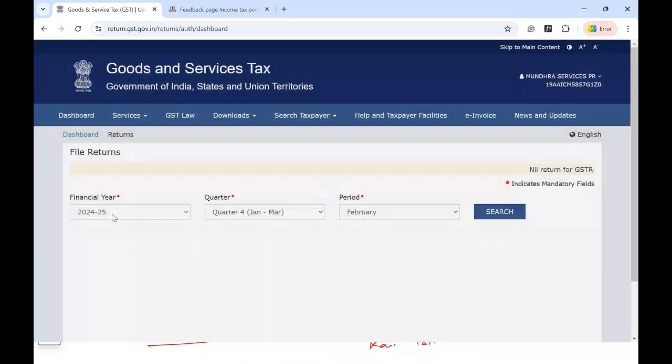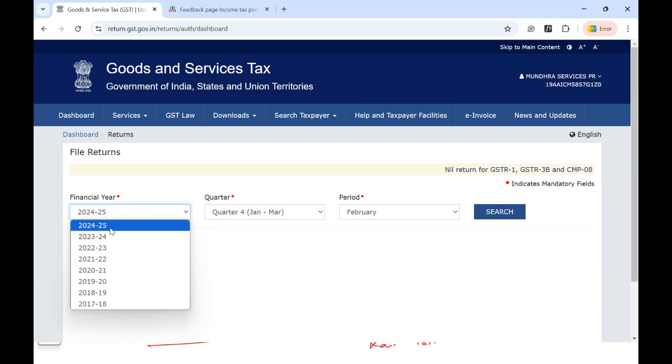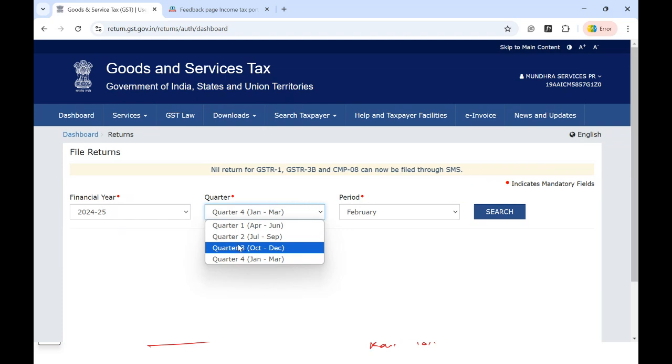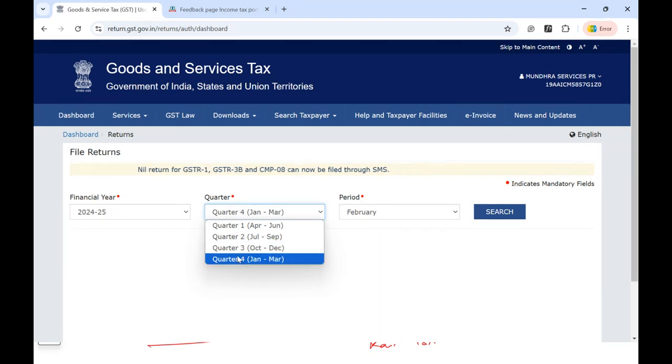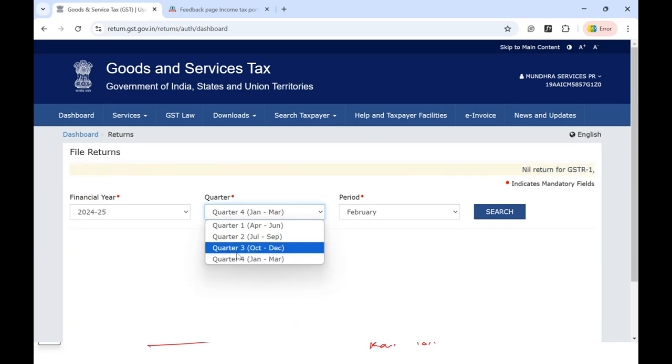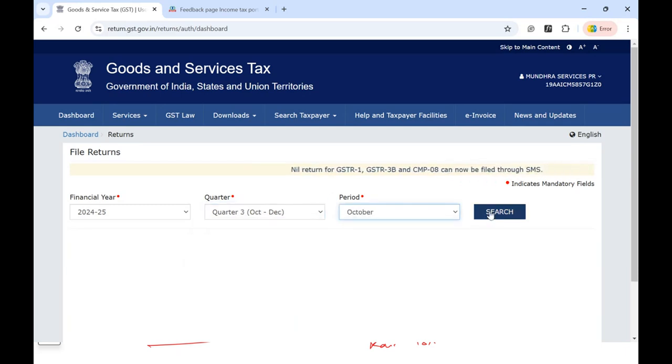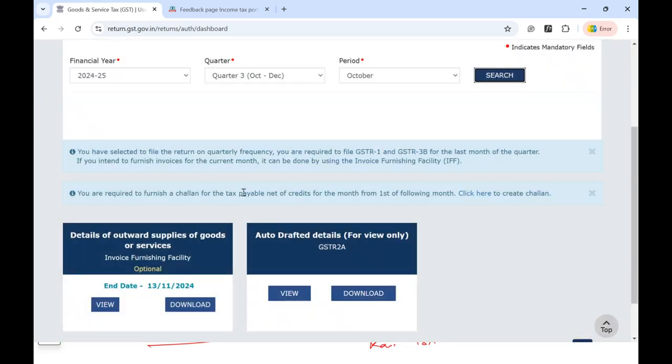Here we need to choose our financial year, say 24-25, and the quarter for which I am supposed to file my return. Say it is the third quarter, considering that right now I am a quarterly filer. For the month of January, GSTR1 is not applicable, so it will not be reflected in this mechanism. So I'm showing you quarter 3, say October, November, December. Say it is October. It is already filed.